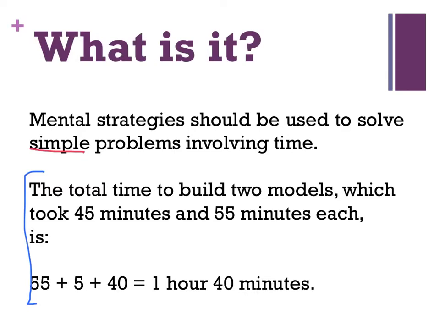So instead of going 45 minutes and 55, I can look at 55 minutes. That's close to an hour, isn't it? So I can go 55 plus 5. Oh, that's an hour. Then, if I've taken the 5 from 45, that's 40 minutes left. 1 hour and 40 minutes. So by breaking down those times and getting to an hour and then adding on the rest, I am able to work that out in my head. 1 hour and 40 minutes.